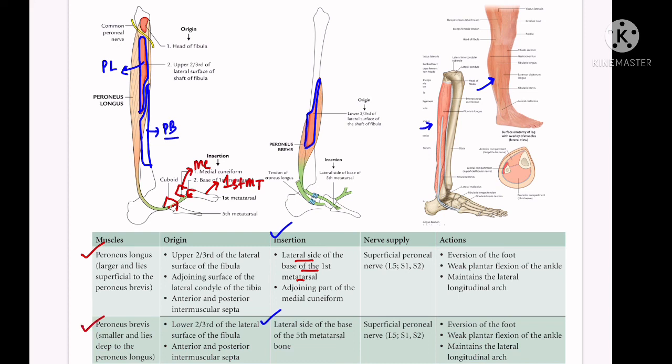Regarding the insertion of peroneus brevis, it is attached on the lateral side of the base of the fifth metatarsal. This is the fifth metatarsal. So onto the lateral side of the base of the fifth metatarsal.